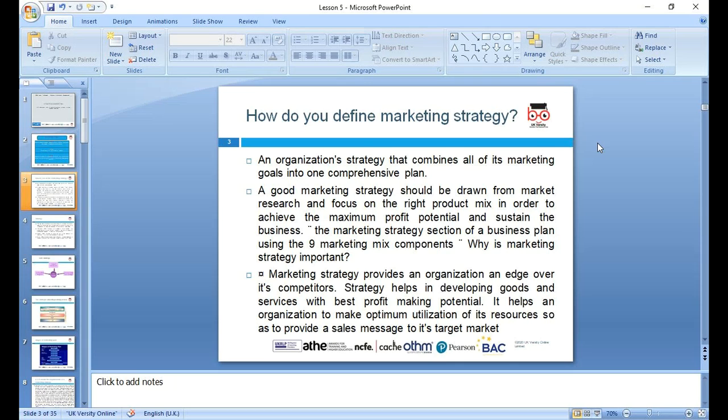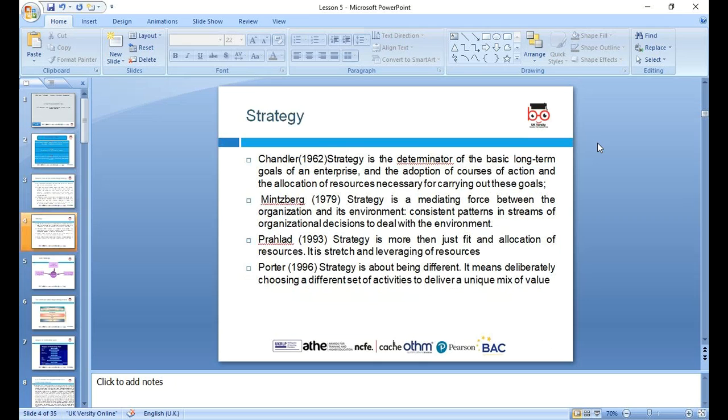Why is marketing strategy important? Marketing strategy provides an organization an edge over its competitors. Strategy helps to develop the goods and services with the best profit-making potential. It helps an organization to make optimum utilization of its resources so as to provide its sales message to its target market. So we need to look at its target market strategy.